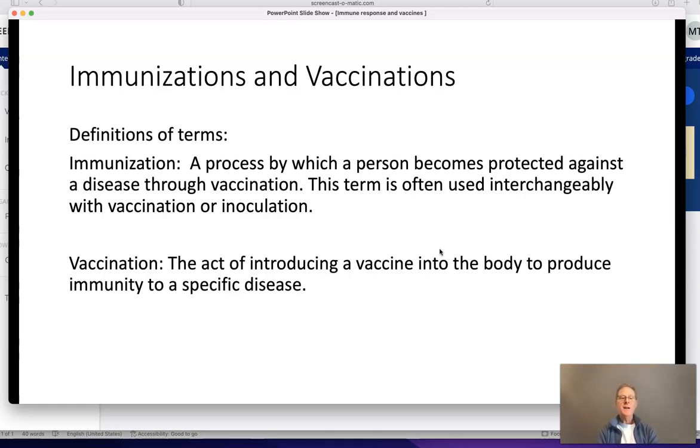Anyway, so yes, immunization can be used interchangeably with vaccination, but it's technically not the same thing. Okay. A vaccination is the act of introducing a vaccine into the body to produce immunity. Immunization is the immune response, right? A process by which you become protected against disease, okay? And obviously a vaccination occurs with a vaccine. And a vaccine then produces immunity to a specific disease.